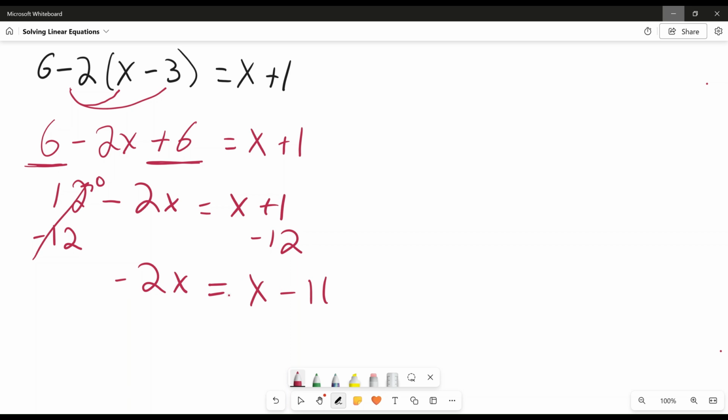Here on my right side, I have a variable x that I want to move to the left. So I'm going to subtract x from both sides, which is the opposite of a positive x is a negative x. So subtract x from both sides. Here I'll get 0, and here negative 2x minus x is negative 3x.